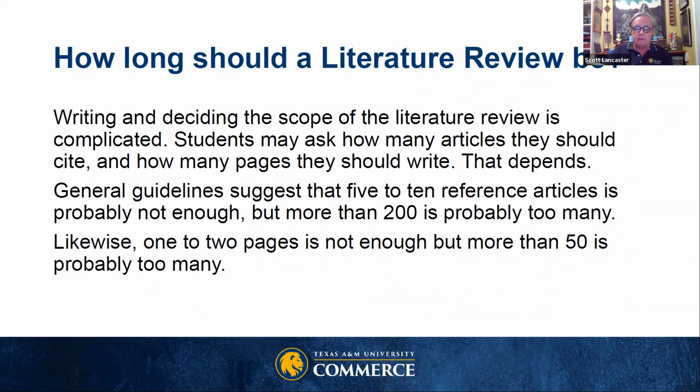How long should a literature review be? People have often asked this. There's not really a specific answer. Writing and deciding the scope of the literature review is complicated. Students may ask how many articles they should cite, how many papers they should write. That depends. General guidelines suggest that 5 to 10 reference articles is probably not enough, but more than 200 is probably too many. Likewise, 1 to 2 pages is not enough, but more than 50 is probably too many.